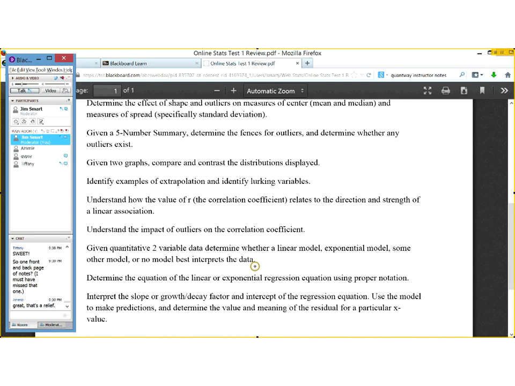Lurking variables. That's the whole idea that two things may be related. I'll give you an example. It's not the example from this test, but it's an example I've used on tests in the past.